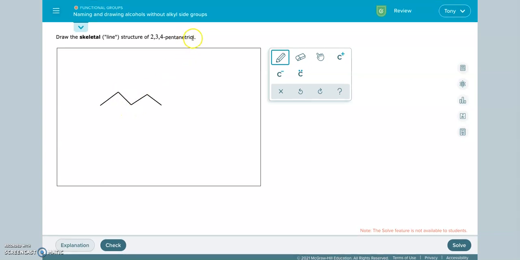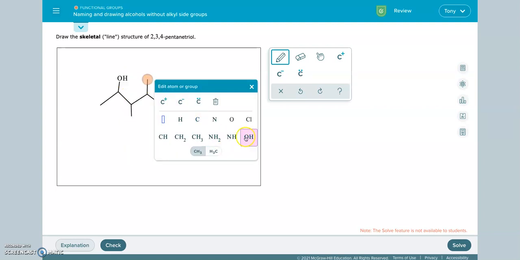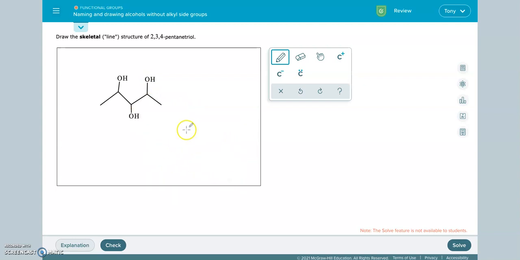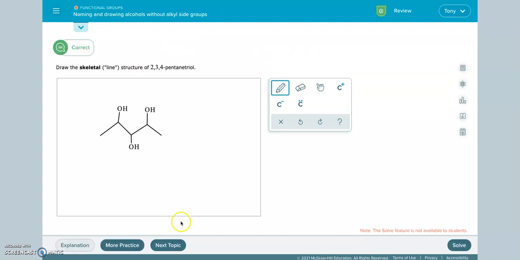And then for the OH groups, those we do need to fill in, right? We need to show those and label those. But here I actually just drew a pentane parent. 2, 3, 4 pentane triol. So pentane, that's going to be our 5-carbon chain. And then we're going to just put in these OH groups. So this would be 2, this would be 3, this would be 4. And then we can label those as OH, OH, and OH. And that's really all we need to do for this skeletal line structure. So let's go ahead and check that one, and we got it right.